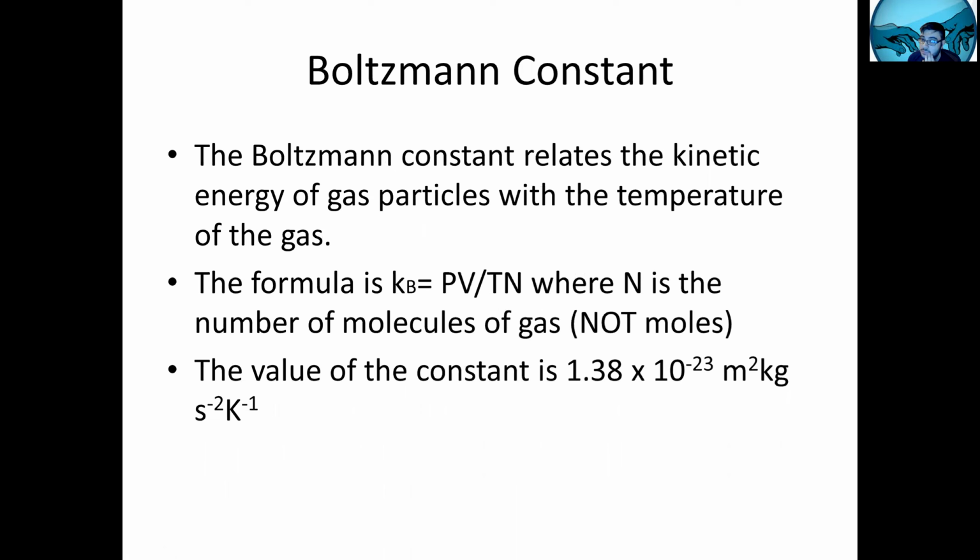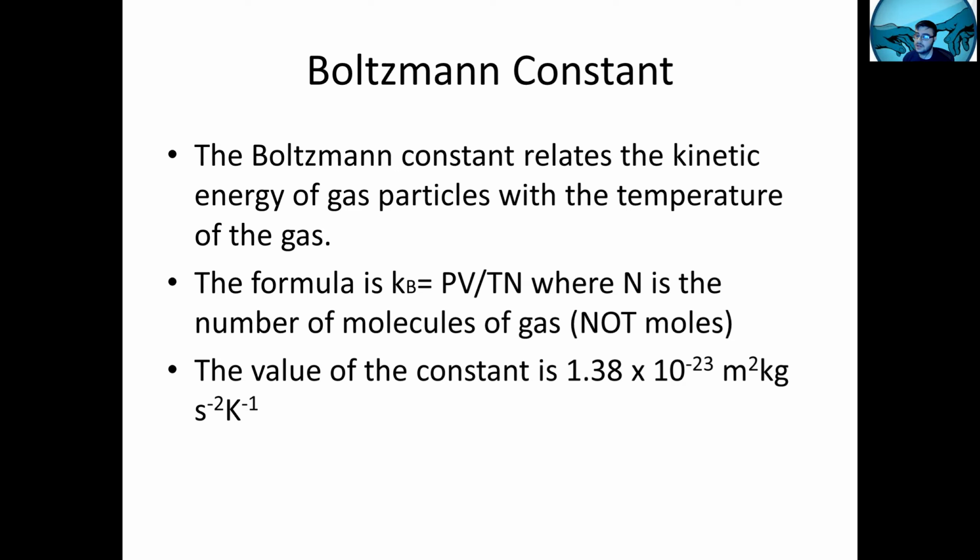Next up is Boltzmann's constant. The Boltzmann constant relates the kinetic energy of gas particles with the temperature of the gas. So, for example, the formula of the Boltzmann constant equals PV over TN, where N is the number of molecules of gas, not moles. Remember, molecules is moles also taking into account Avogadro's number, multiplying by that. So the formula for the Boltzmann constant is with molecules of gas, not moles of gas.